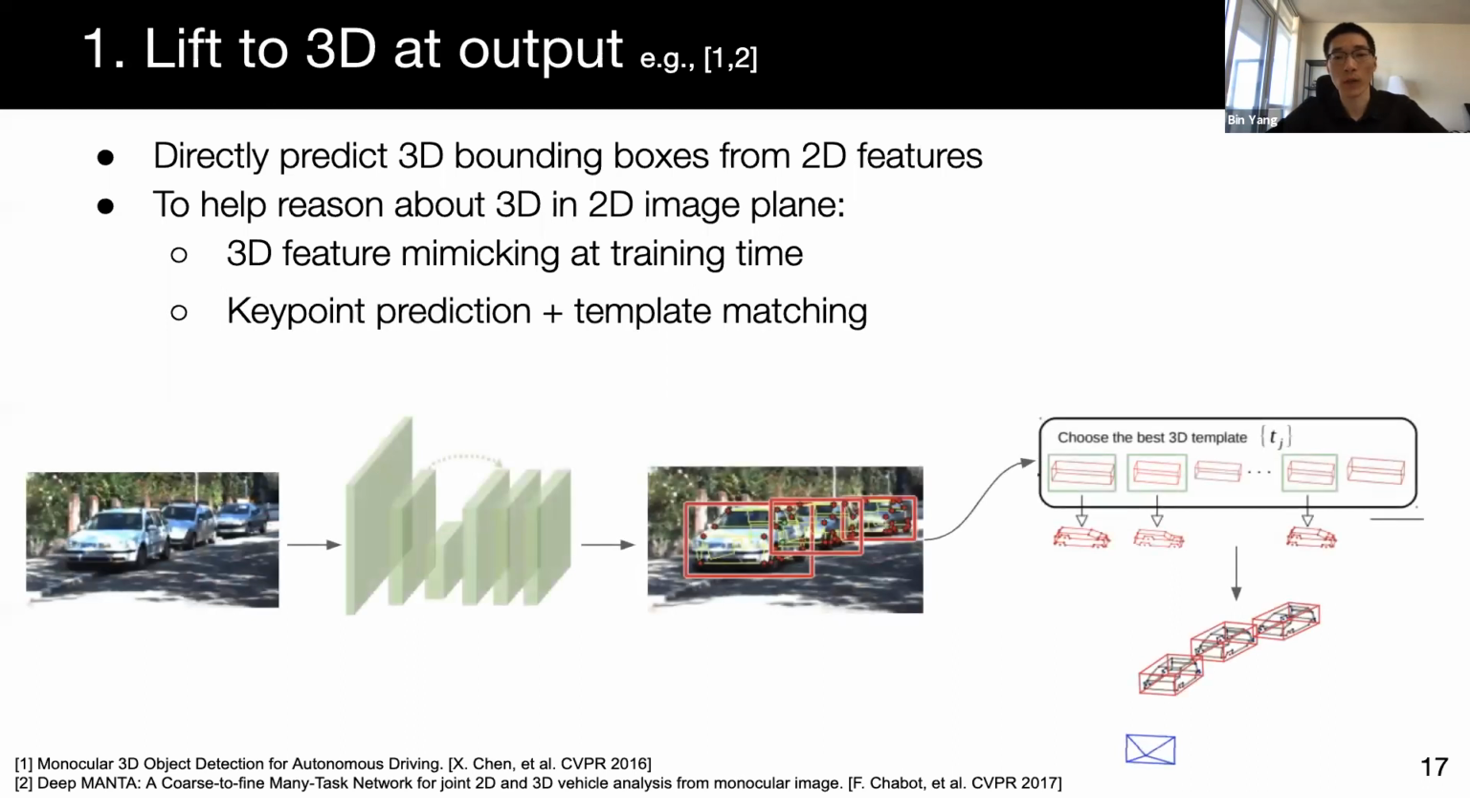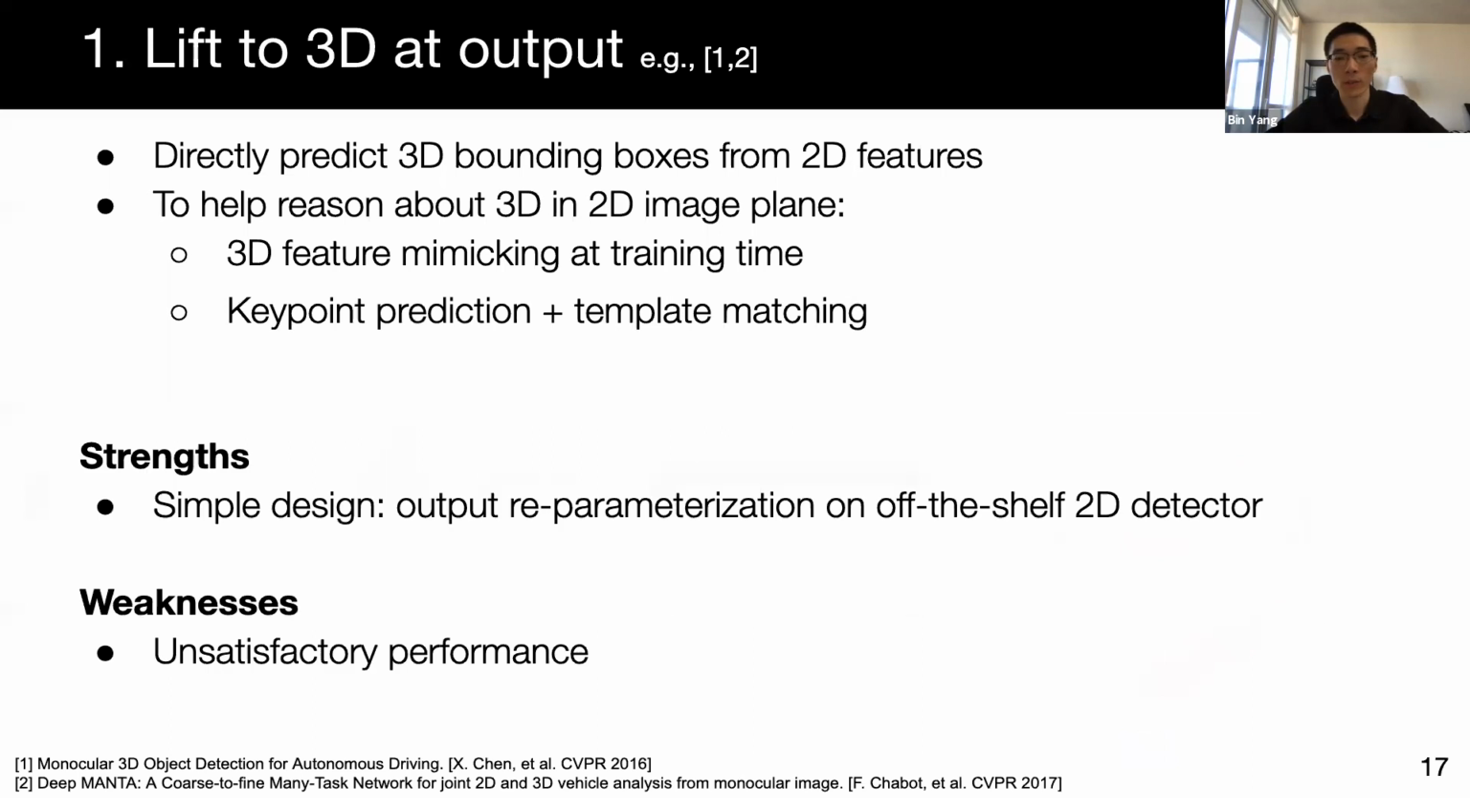From the perspective of output parameterization, instead of directly predicting the 3D box, one can predict the object key points in 2D and solve for the 3D box via template matching, as shown in the figure. This type of approach can be considered as a simple extension of existing 2D detectors with different output targets. However, the performance is usually unsatisfactory when measured in 3D space.